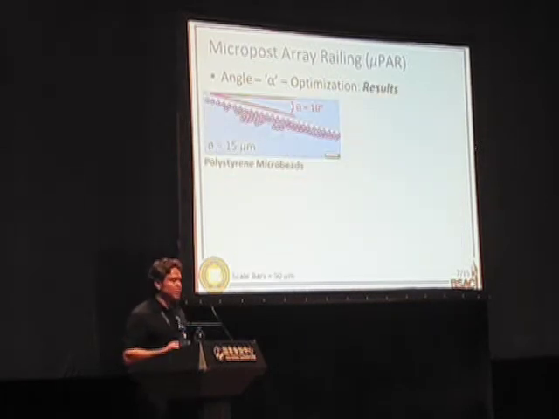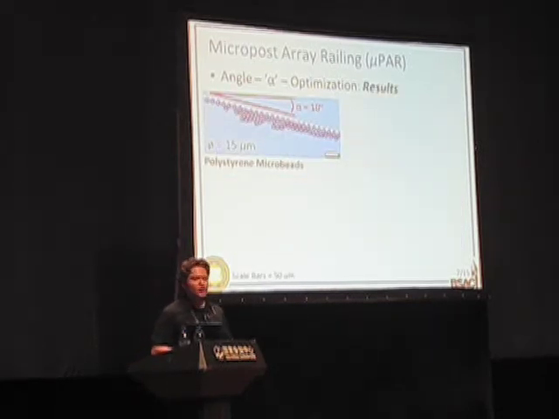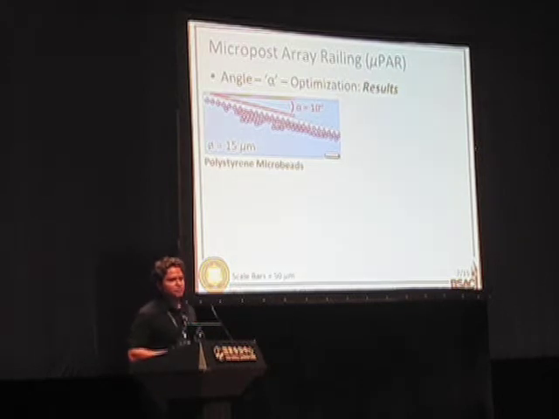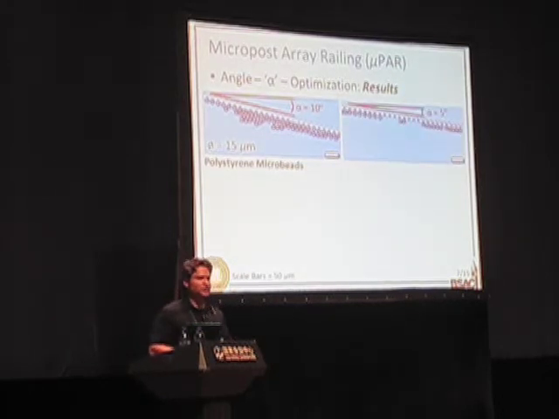And so these are some of our experimental results of that. These are 15 micron in diameter microbeads. They're polystyrene microbeads, and they are immobilizing in a system where the angle is 10 degrees. This is an angle of 5 degrees.